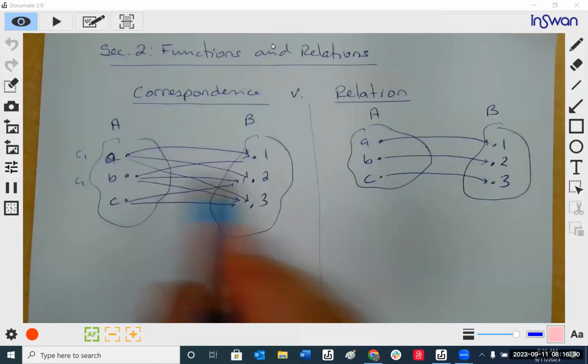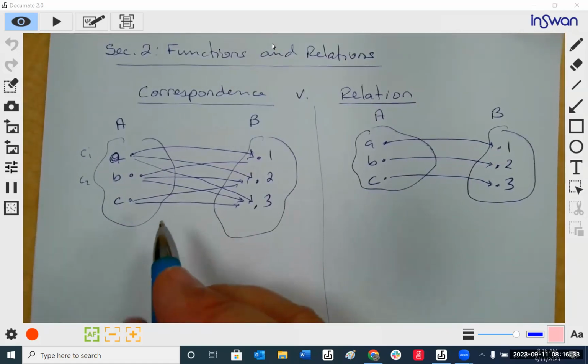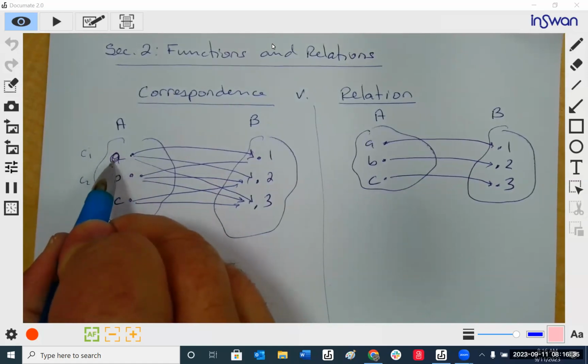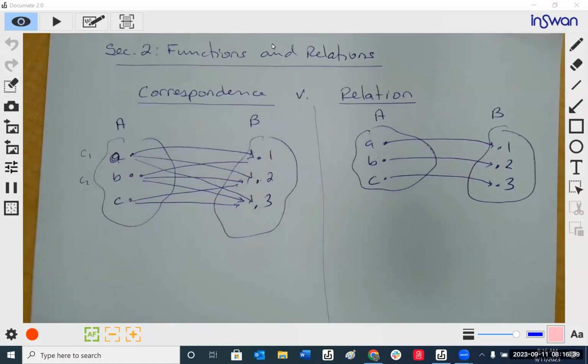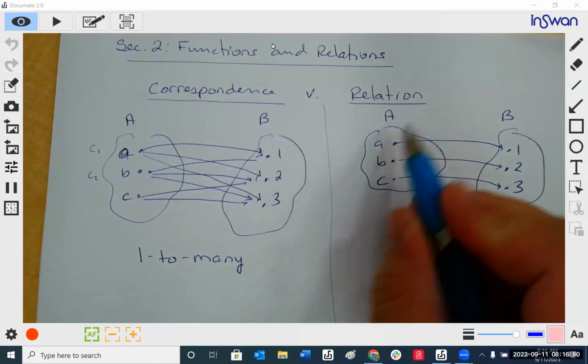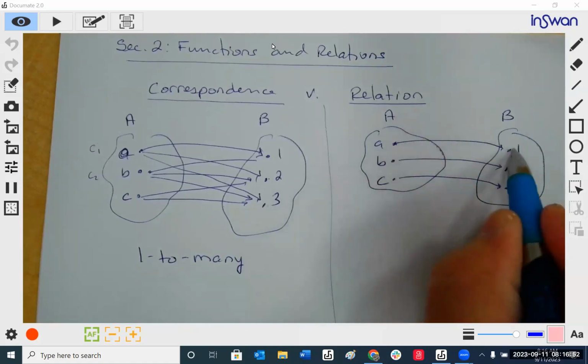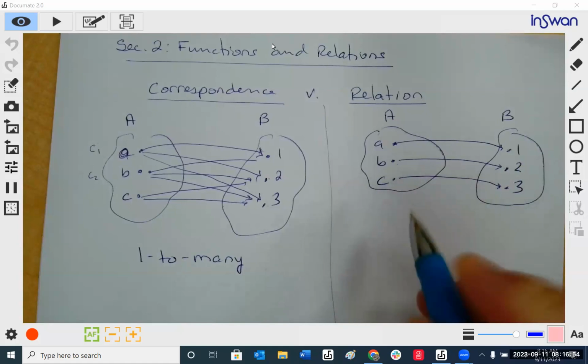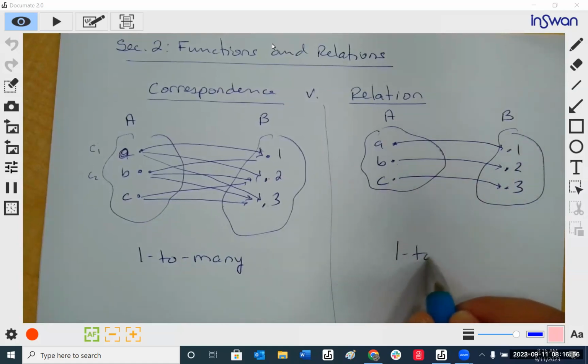Yeah, as you notice, all the lines are a good indication. You have A, which is one entity communicating with multiple entities. So it's one to many. A relationship or relation is one person to one person, one person to one person. So it's one to one, or it's more so written like this in mathematics.